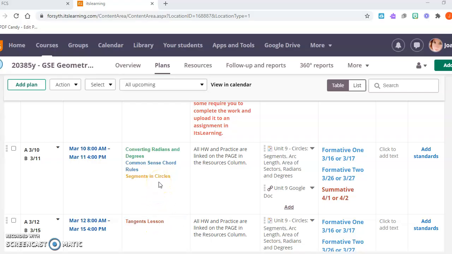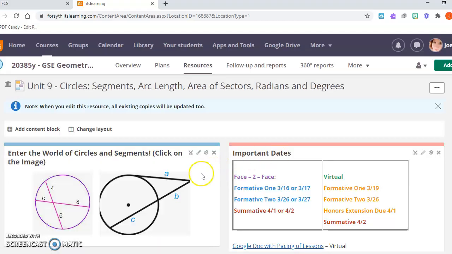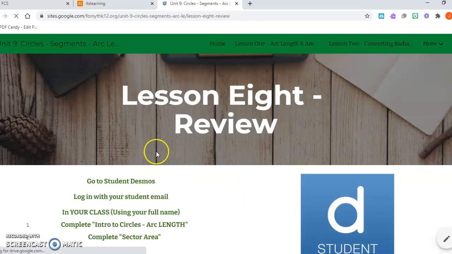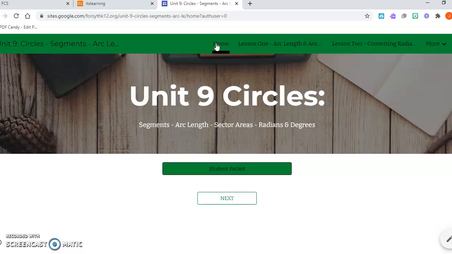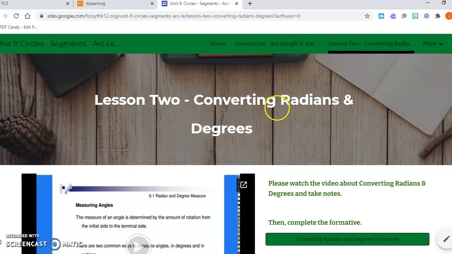Okay, so to find these lessons, you're going to go to your page and click here on the image to go to your world of segments. Again, it takes us to lesson 8. We're going to go to home. Lesson 1 was arc length and area of sectors. You should already have completed that. You can skip straight to lesson 2, converting radians and degrees.